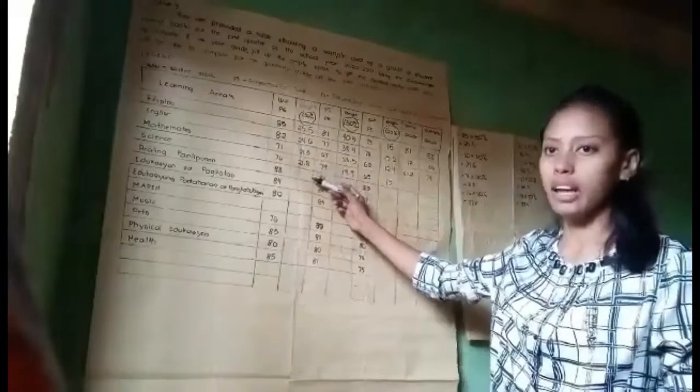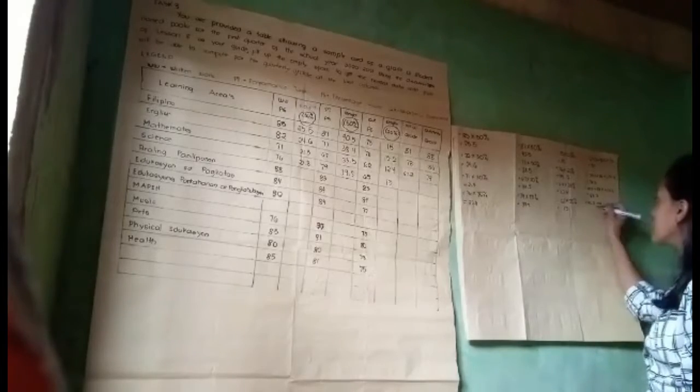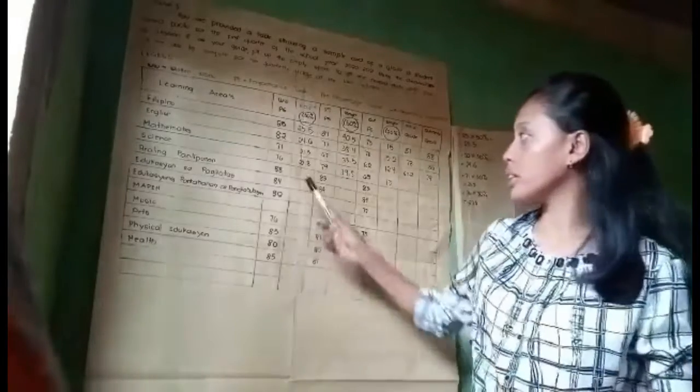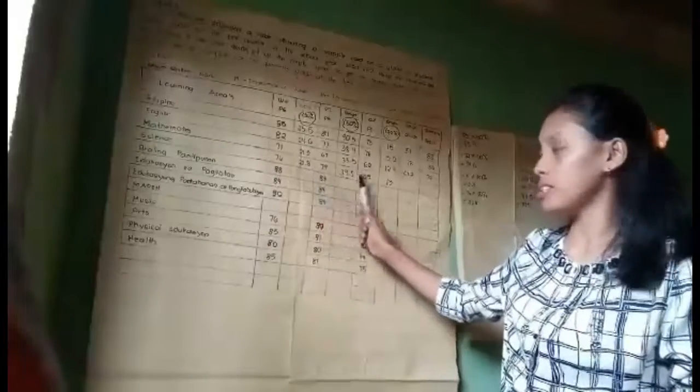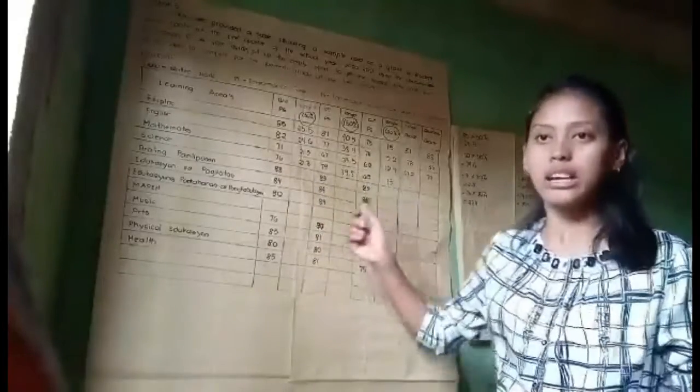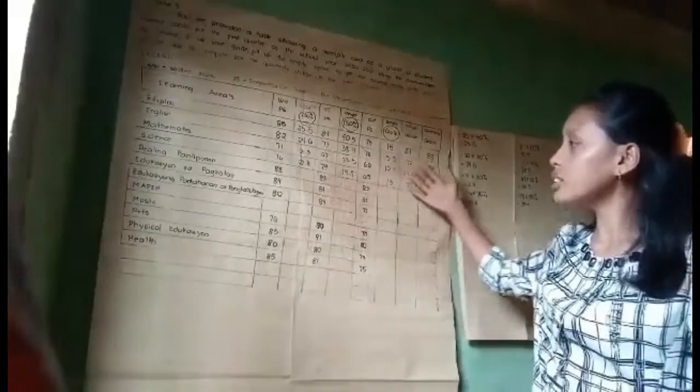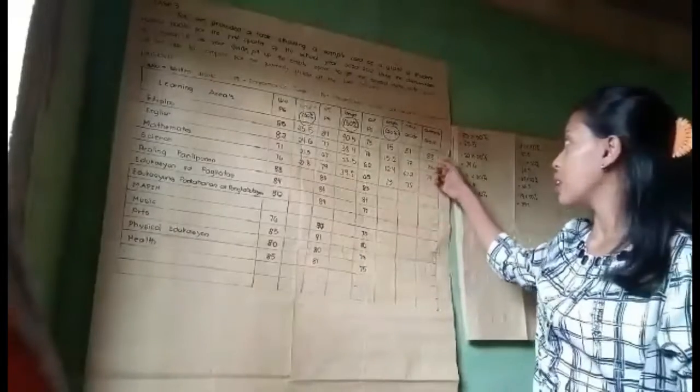Let's add 22.8 plus 39.5 plus 13, which is equal to 75.3. So, let's round it. It would be 75. So, the initial grade of science is 75, and the quarterly grade of science is 85 in transmutation.